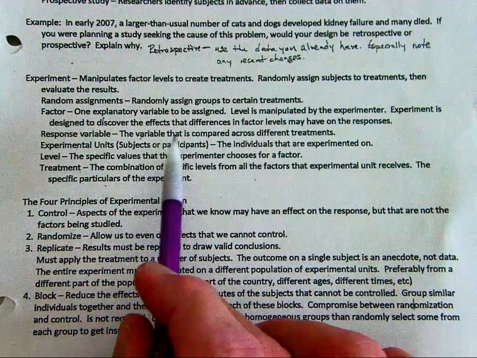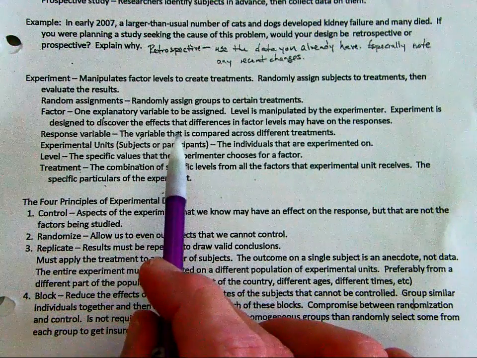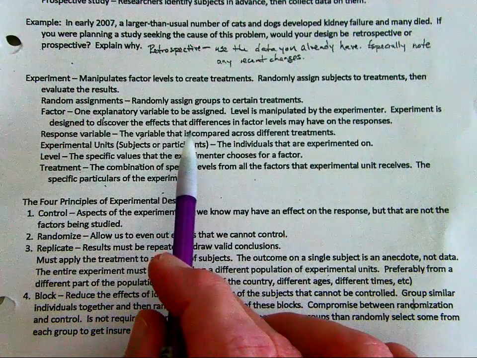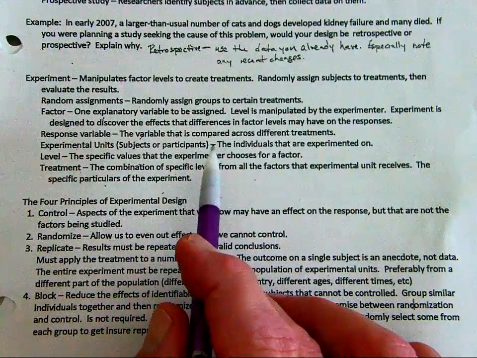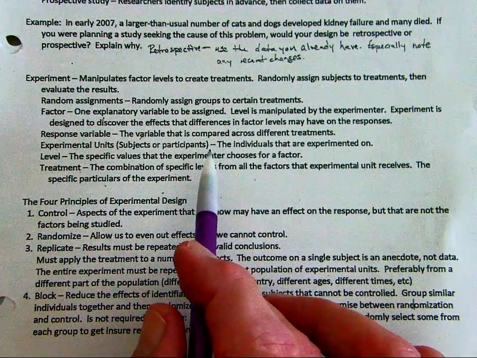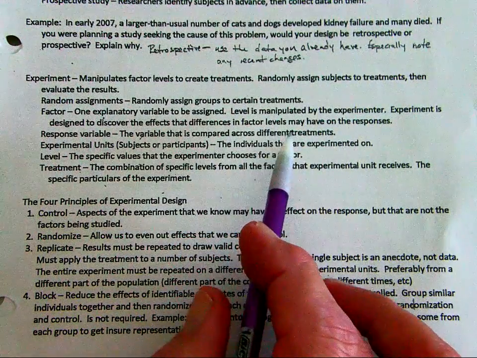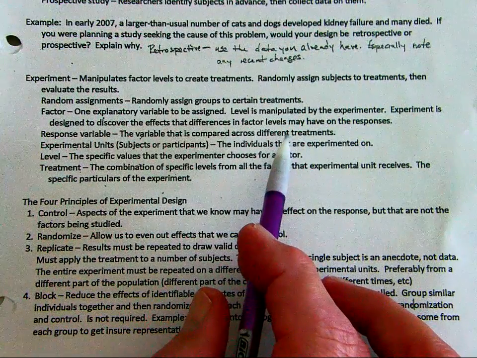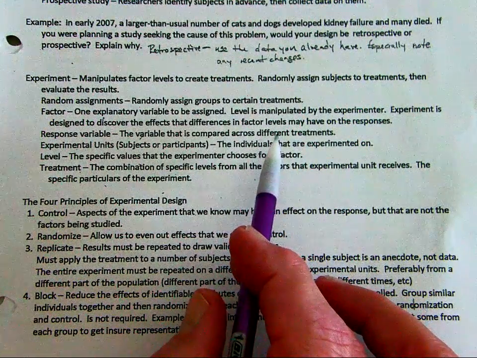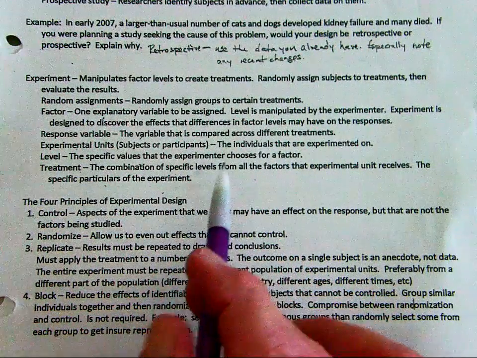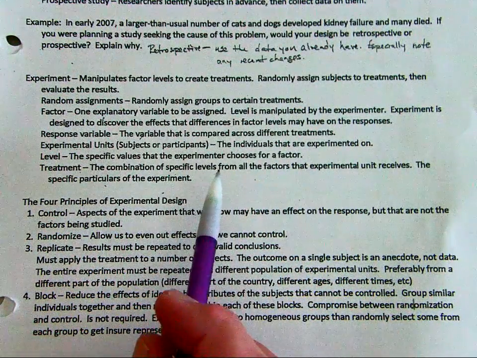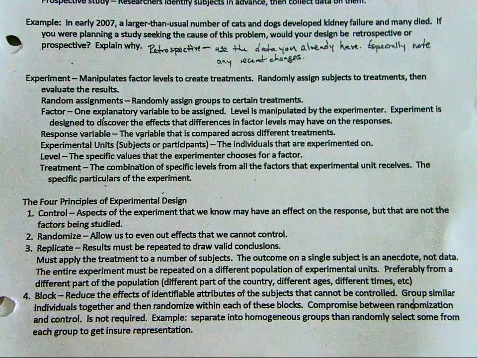The factor is what it is you're going to be checking. The factor is what it is you're going to be doing to each one, like how much of this I give them, how much of this I give them. You change levels, that's manipulated by the experimenter, so you decide, okay, I'm going to do this much with this group, this much with this group, this much with this group. You're going to try to evaluate the differences that happen with that factor. So the factor is what it is you're testing on.